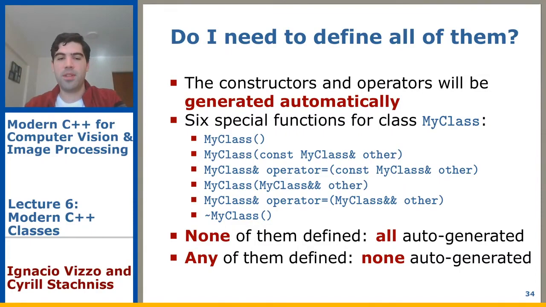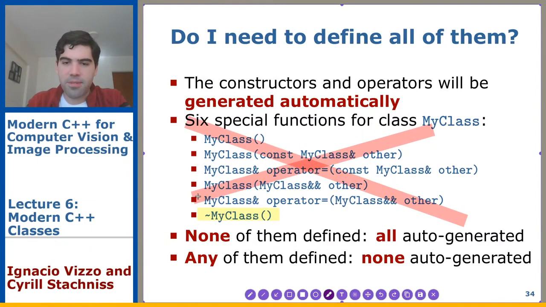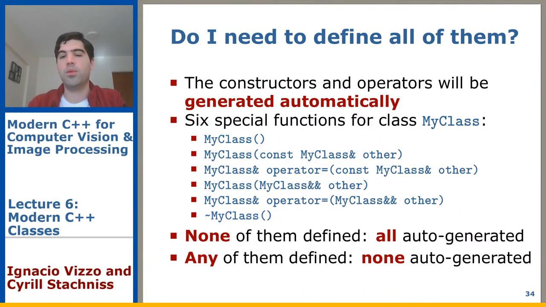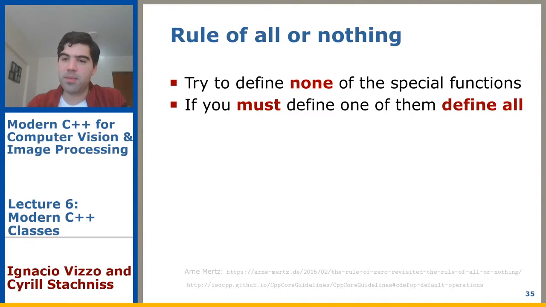Let's pretend that for some reason you say, okay, I will define the destructor. Then the 5 other functions are not defined by the compiler anymore. But if you don't define any of them, the compiler will do it for you. So that's the rule of all or nothing. Try to define none of the special functions, because usually the compiler will give you a better implementation unless you really need to do it. If you must define one of them, then you need to define all of them.